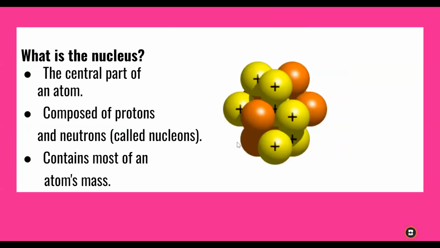Let's go over what we just discussed. As we looked in the simulation, this is positive, this is neutral. So this is what is in the nucleus of the atom. The central part of the atom is the nucleus, composed of protons and neutrons. Together, they are called nucleons. Most of the mass of the atom is in the nucleus.